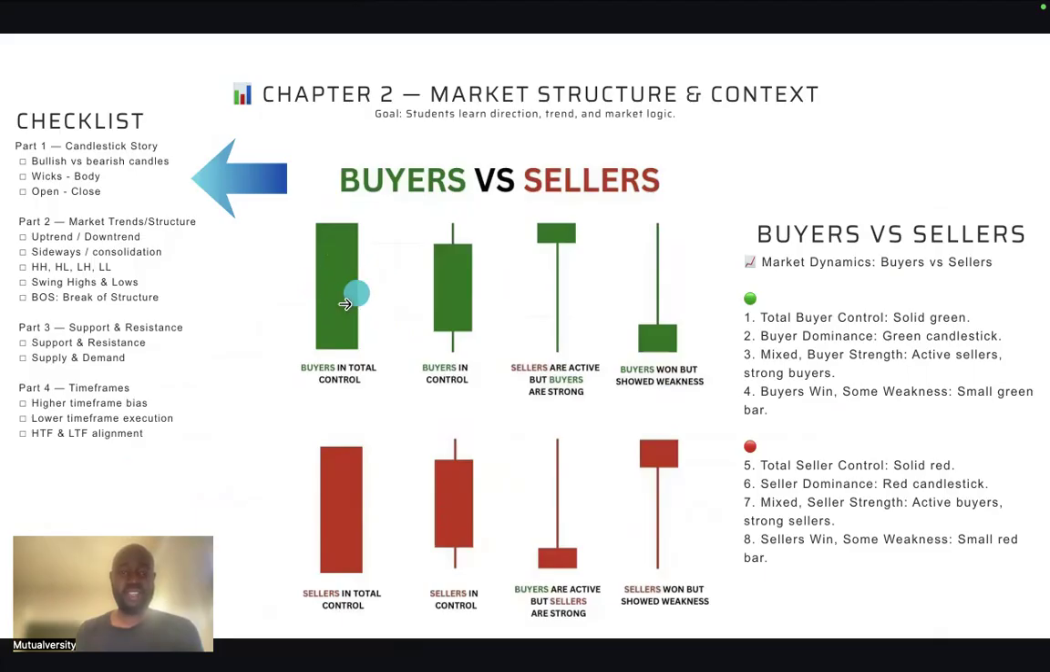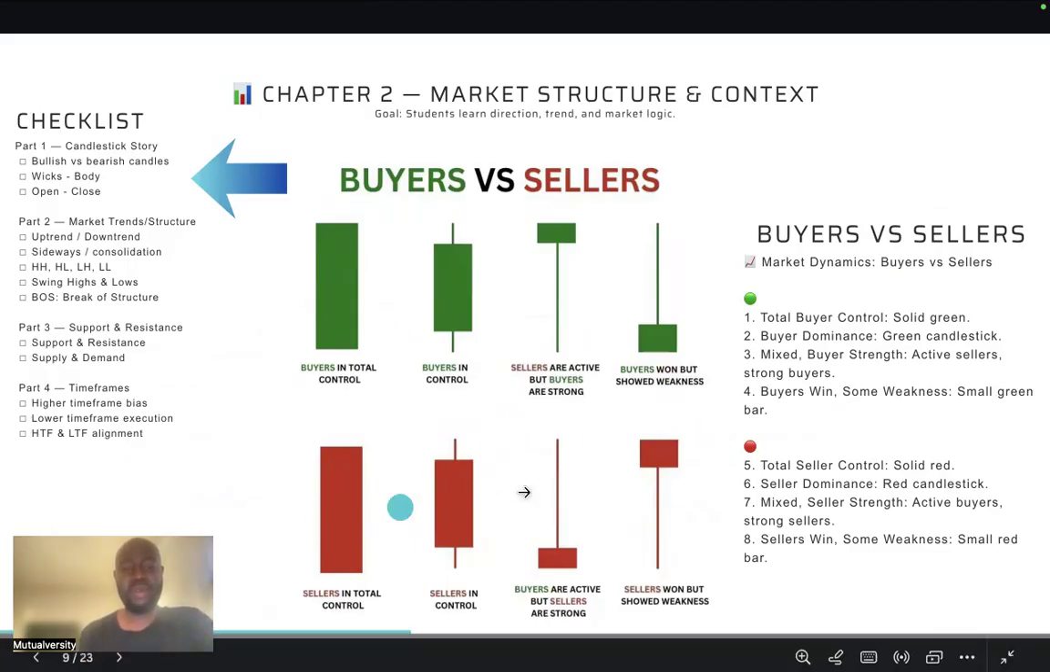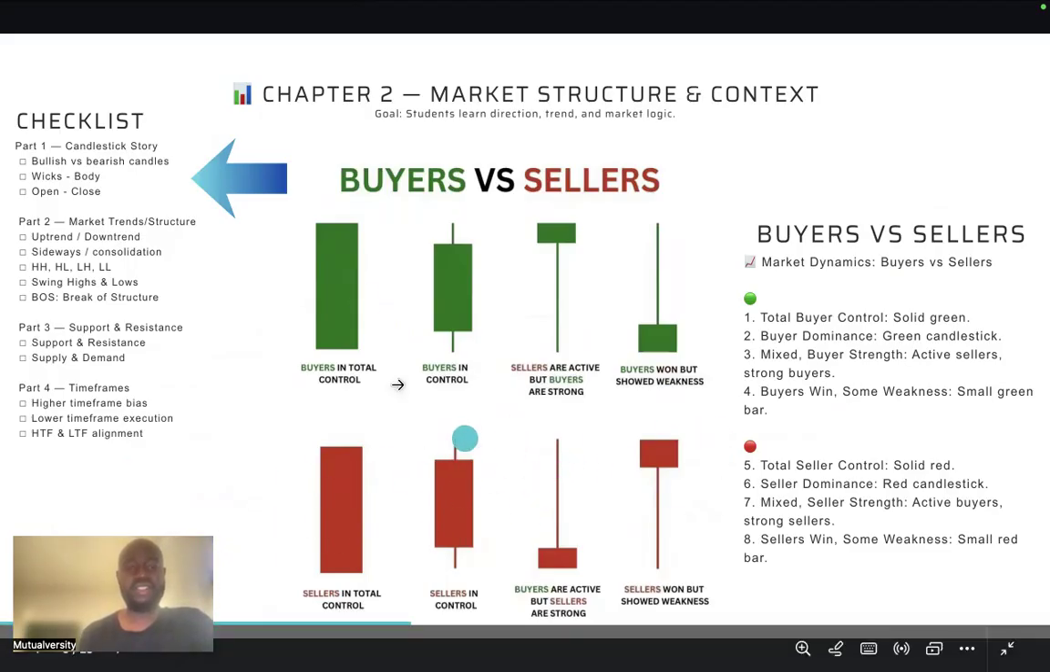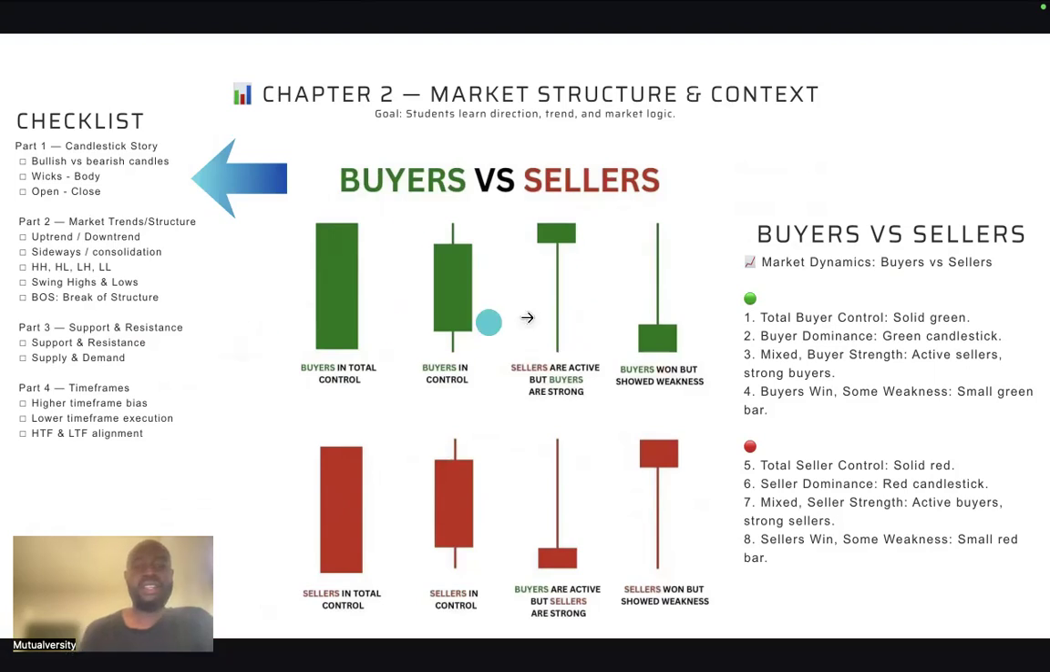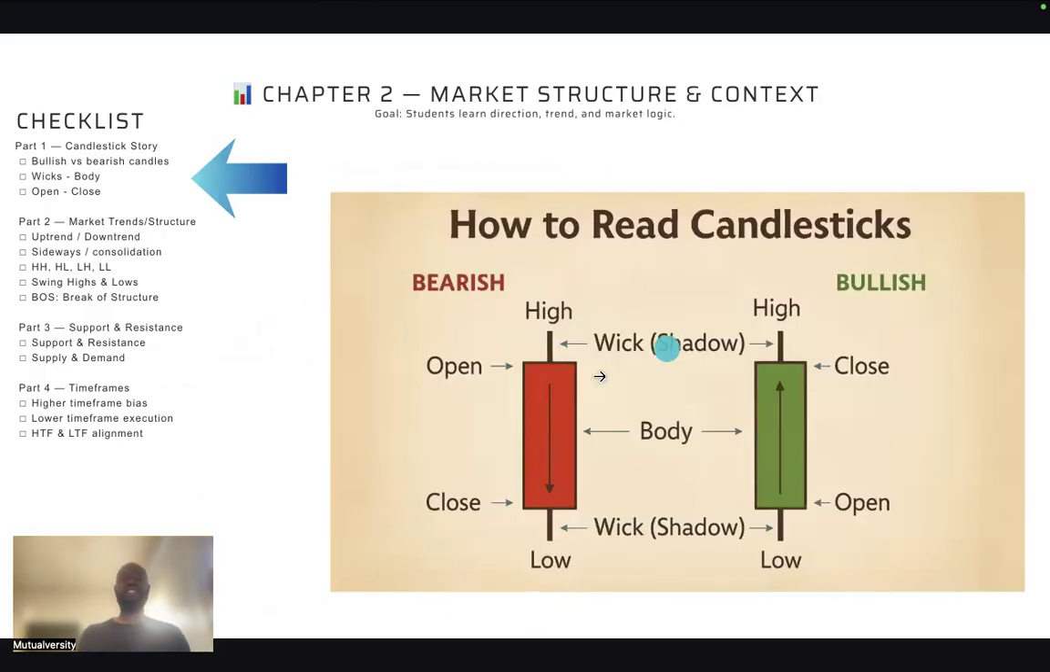So remember, green is bullish, red is bearish. Green is for buyers, red is for sellers. So red represents that sellers are more in control. They are stronger. And then green is buyers are in control and they are stronger. So yeah, that's how to read a candlestick.